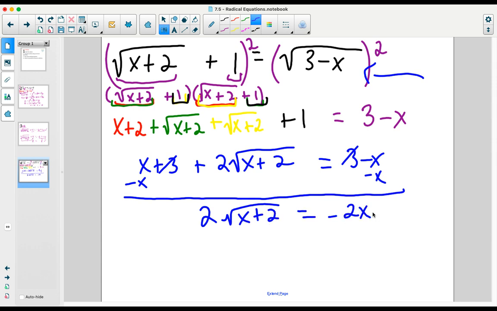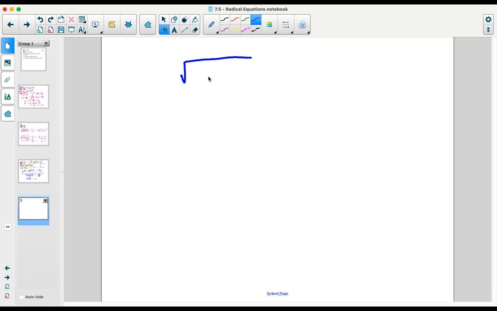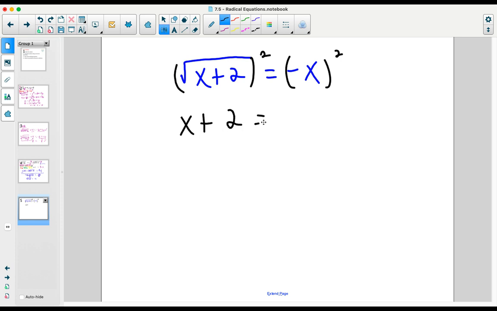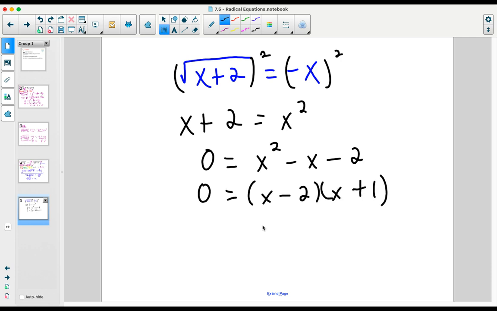Now, we saw in a previous example how this integer coefficient right here, this 2, could be left there as part of the squaring process. However, in this case, it actually makes sense to divide by 2 because that's going to get rid of this coefficient over here. And I'm left with root x plus 2 is equal to negative x. If I have root x plus 2 is equal to negative x, I can simply now square both sides, similar to what I did before, creating x plus 2 is equal to x squared, setting the quadratic equation equal to 0, factoring, and getting my two solutions, x is equal to 2 and x is equal to negative 1.